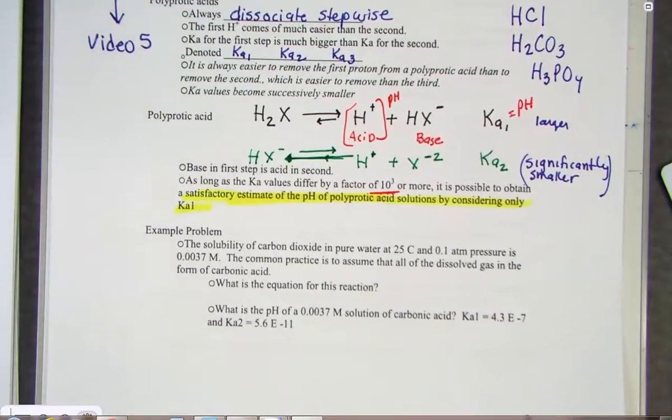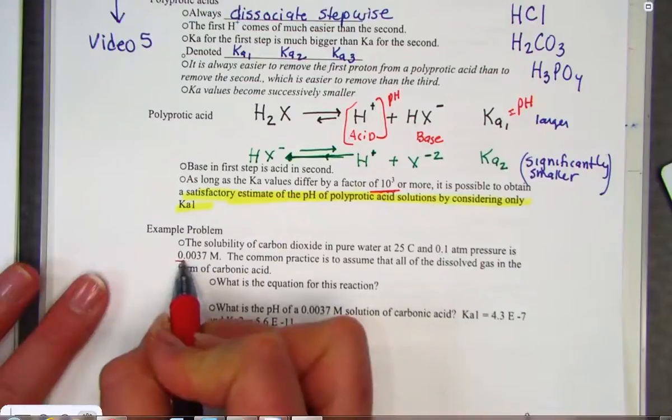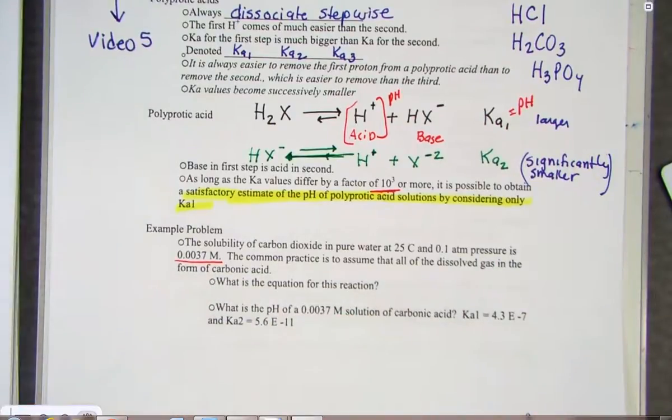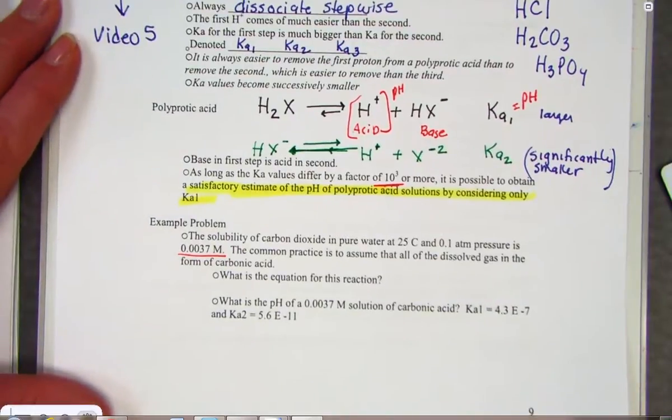The solubility of carbon dioxide in pure water at 25 Celsius, 0.1 atmosphere pressure, is given to us as 0.0037 molar units. The common practice is to assume that all of the dissolved gas is in the form of carbonic acid. Let's put some chemistry to that and write the equation.